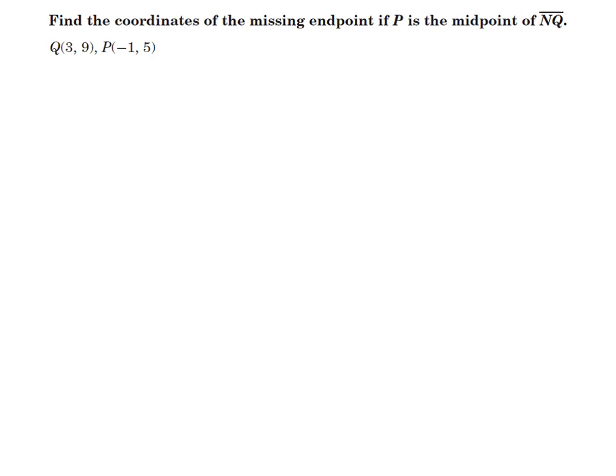Find the coordinates of the missing endpoint if P is the midpoint of NQ. Q is at (3, 9), and P is at (-1, 5).